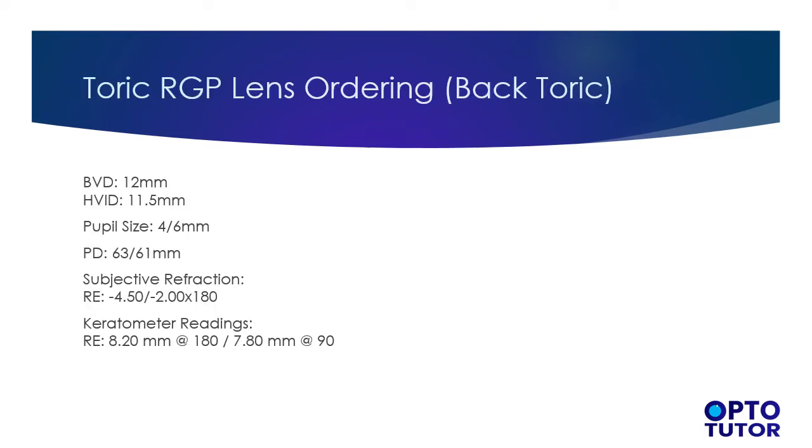If we had to order a toric RGP lens, specifically if you wanted to order a back toric lens, considering that if you ordered a front or a bitoric lens, you would need to include a prism to stabilize the lens, we'll be discussing the back toric option because that is the one that's more commonly dealt with by ourselves without manufacturer input. Again, we've got the following details. So what are we going to order?